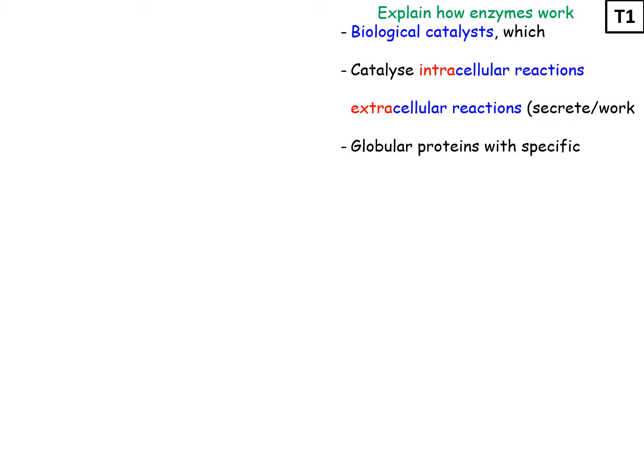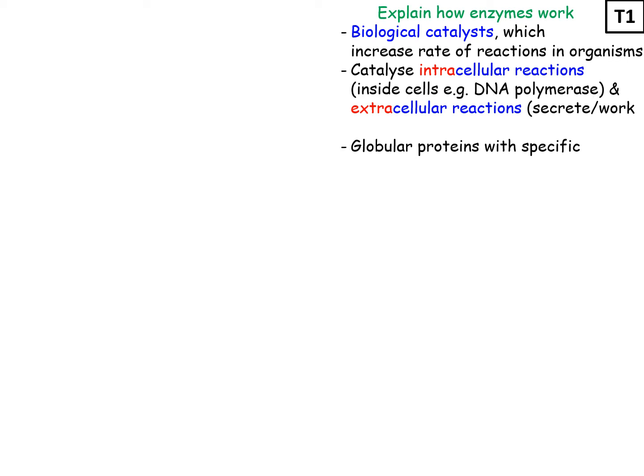Explain how enzymes work. Enzymes are biological catalysts. They're catalysts, which means that they increase the rate of reactions, and they're biological catalysts because they're found in organisms. They can catalyze intracellular reactions or extracellular reactions. Intracellular reactions are those reactions that happen inside cells. An example of an enzyme that does this is DNA polymerase, which is involved in DNA replication. Extracellular reactions are when you secrete enzymes to work outside cells, such as enzymes involved in digestion. Lysozyme is an example as well.